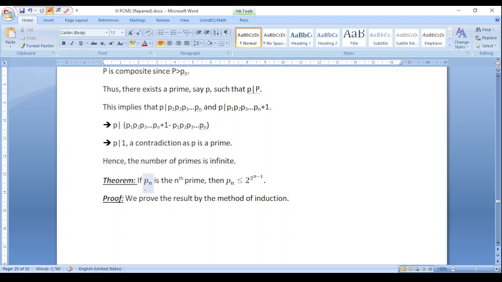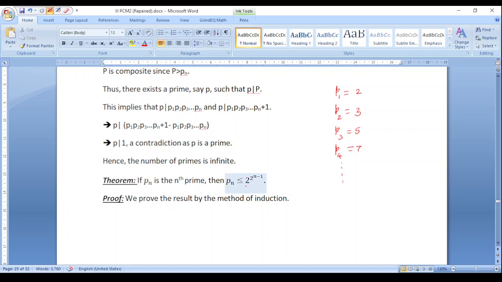If Pn is the nth prime, then this Pn is always less than or equal to 2 to the power 2^n minus 1. For example, if I call Pn the nth prime, obviously P1 is the first prime, and that's going to be 2. P2 is going to be 3. P3 is going to be 5. P4 is going to be 7, and so on.